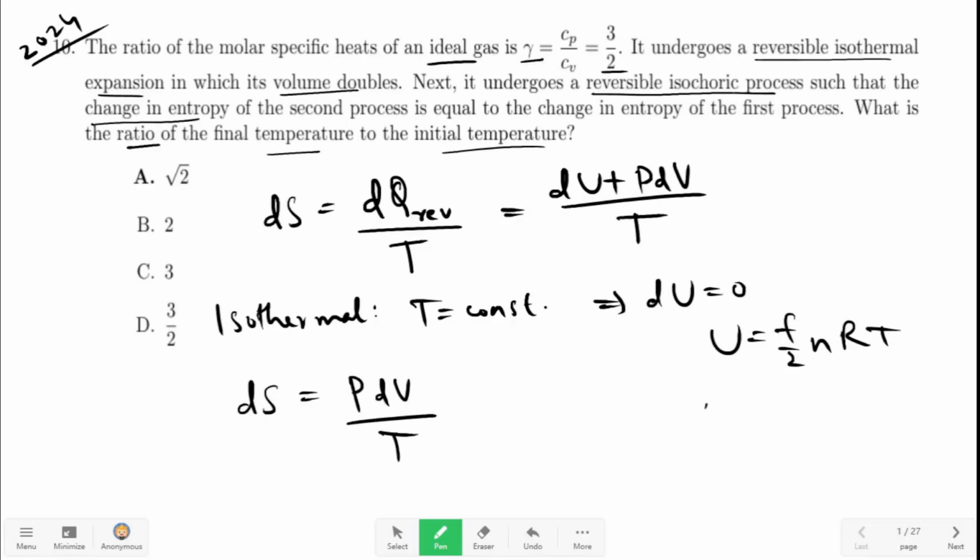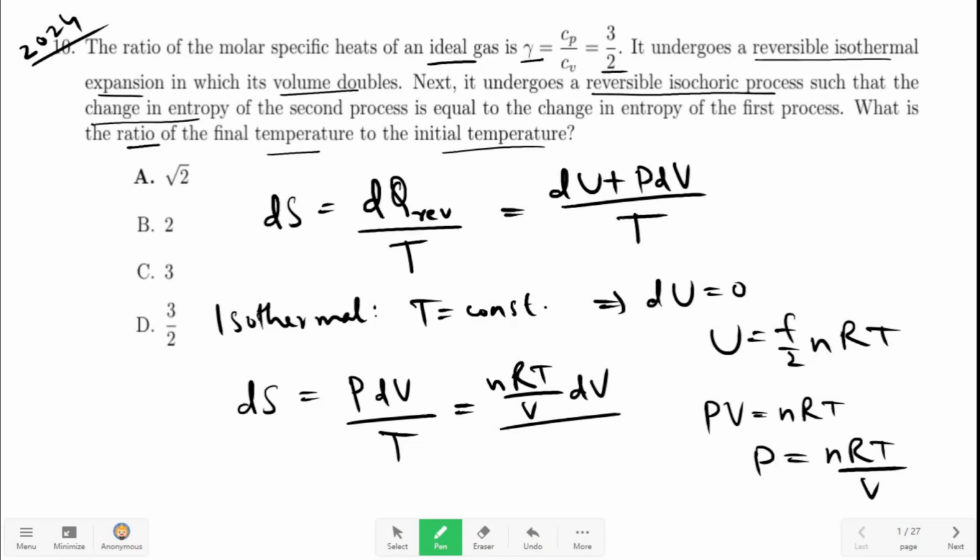Now for an ideal gas, PV is equal to nRT, which means P is equal to nRT by V. So if we substitute this here, we get dS is equal to nRT by V dV divided by T. T and T get cancelled. Therefore, we have dS is equal to nR dV upon V.